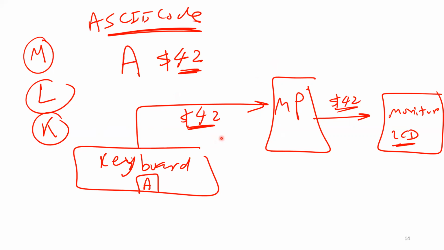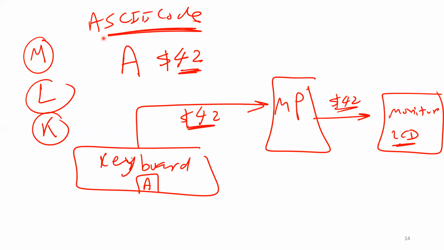However, we as humans use letters, right? We use M, L, K, A, B, X, N, Y, F. So the microprocessor does not understand the A. When I type A, the microprocessor doesn't understand what A is. It does not even accept it, because it only needs numbers. You got what I'm saying?